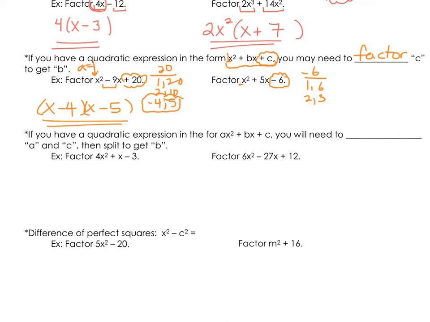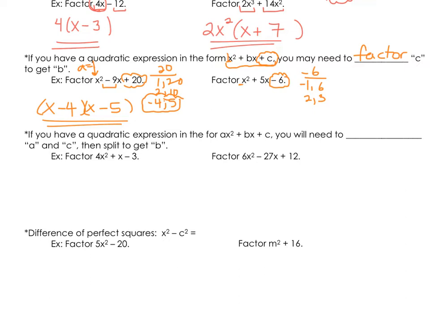If we did positive 1 and negative 6, well, that won't work. That'd give us negative 5. But if we flip that, if we do negative 1 and positive 6, we would get negative 6 when we multiply and positive 5 when we add. So if I make that 1 negative and the 6 positive, that would work.